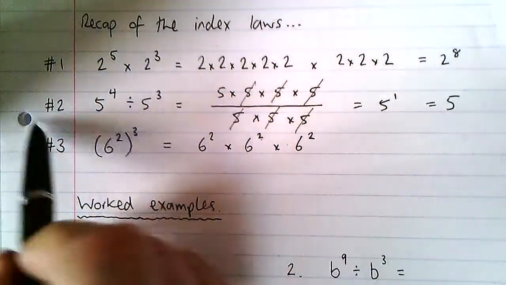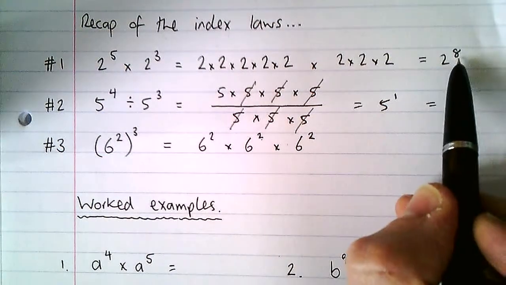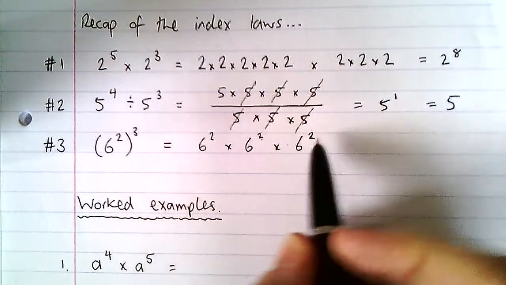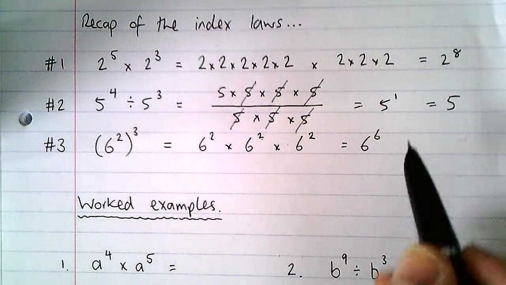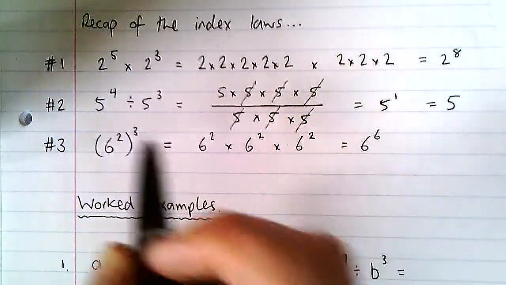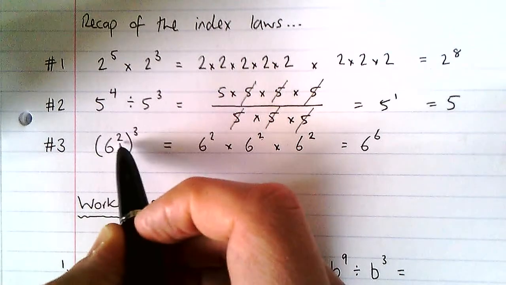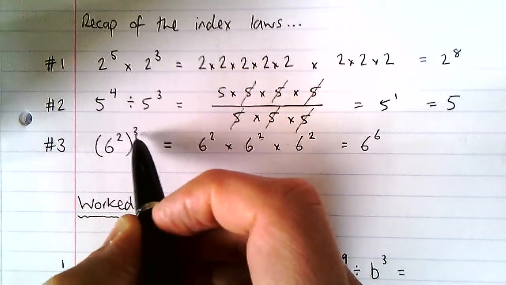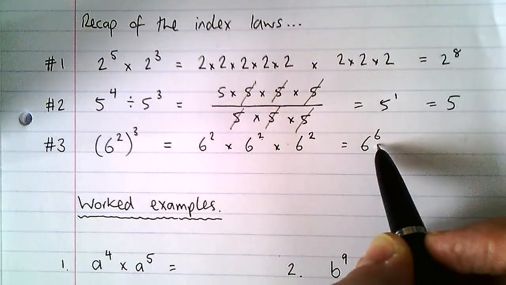Now we can look at that first rule. That first rule was that we just add the powers. So 5 add 3 gave us 8 in the first example. Here 2 add 2 add 2 is going to give me 6. So this here will be 6 to the power of 6. So again here you don't need to write this intermediate step out. It's just here to illustrate. But the rule here is if I've got the base to the power, raised to the power again, then all we do is we multiply these powers. 2 times 3 here will give me that power of 6.